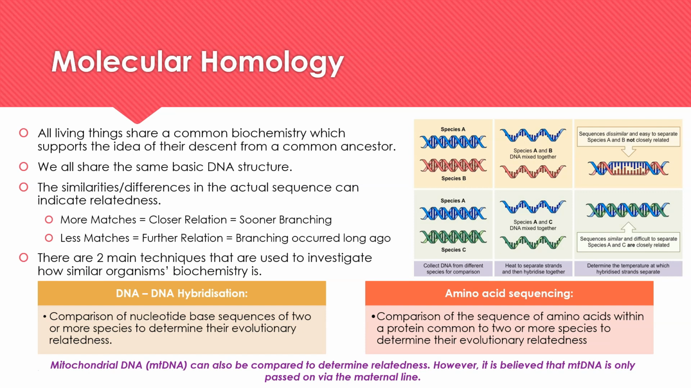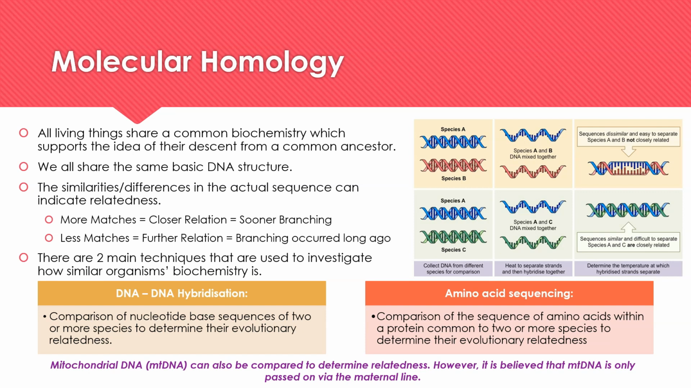There are two main techniques that we use to investigate how similar organisms' biochemistry is: DNA hybridization and amino acid sequencing. These aren't the only two, these are just a couple of key techniques to be familiar with. So a little bit of a rundown about DNA hybridization, and this is actually illustrated in the diagram on the right there. DNA hybridization is where you take the DNA from two species for a sequence of DNA that is comparable between the two. It should be like the same gene, or at least as similar as you can get to it being the same gene.